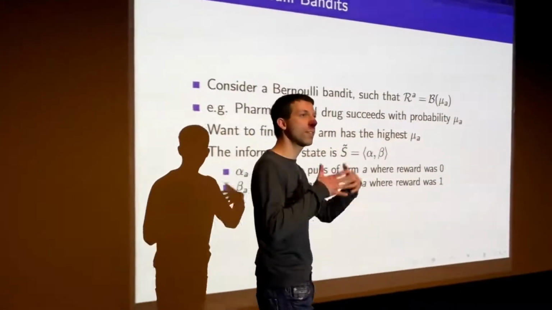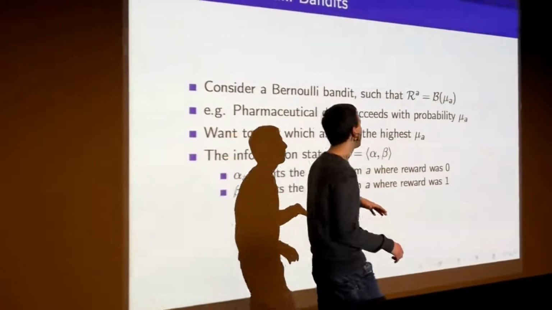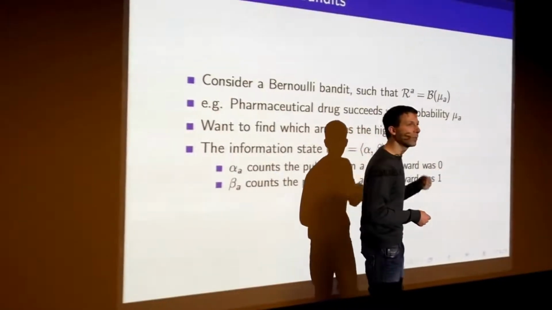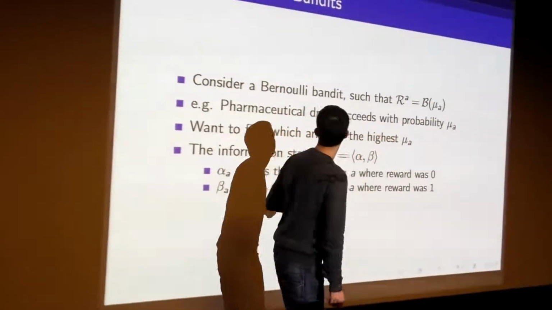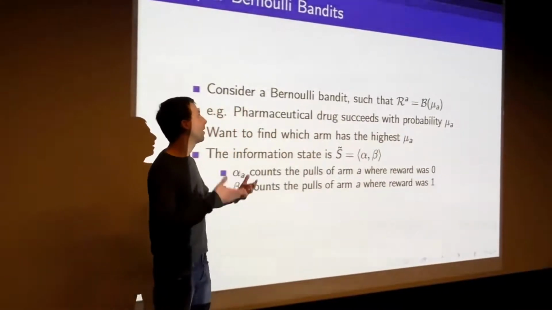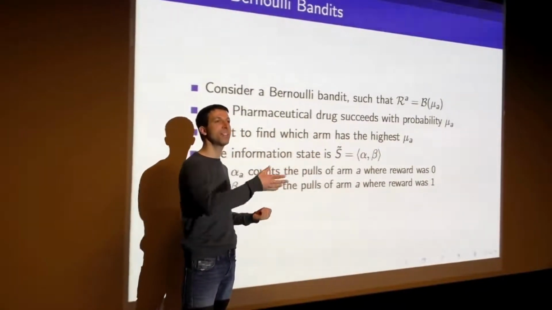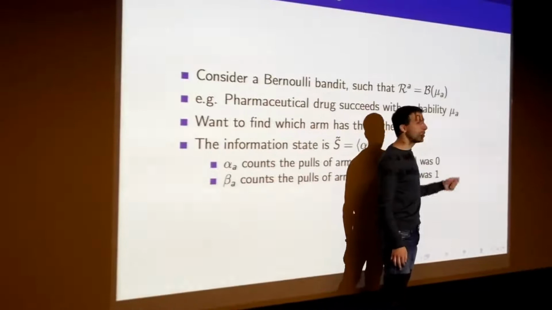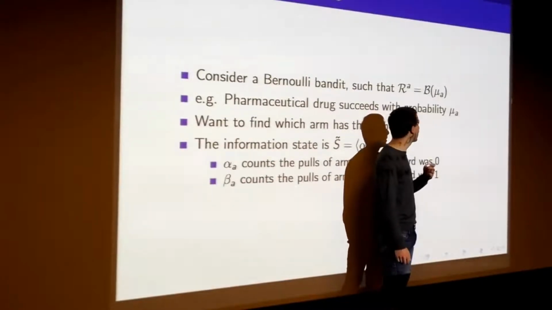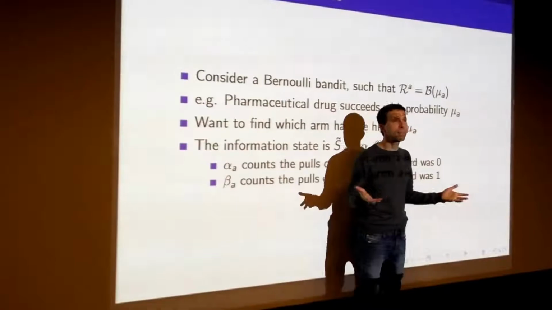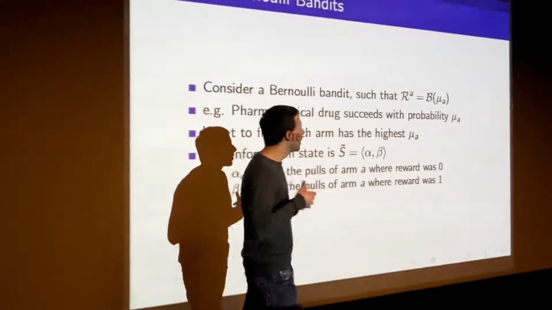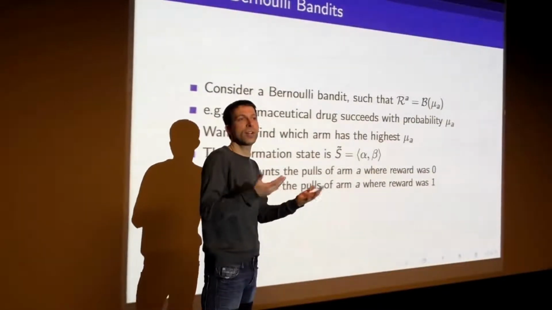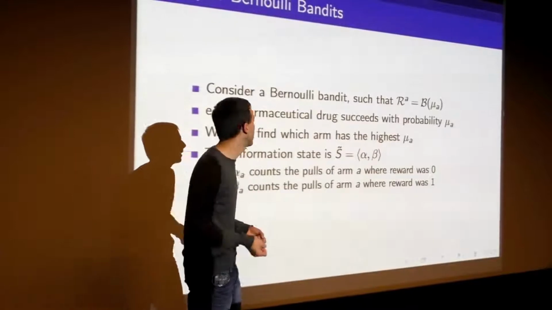Or we can think of this as our machines with the octopus again. This is the payout of those machines, the probability that this machine will actually pay out when I pull it. An example of this would be a pharmaceutical drug company, and you want to do a test and try someone on this drug, and with probability mu A they get better, and with probability 1 minus mu A they don't get better. That's your Bernoulli bandit problem, and you want to find the drug that's got the most chance of succeeding.